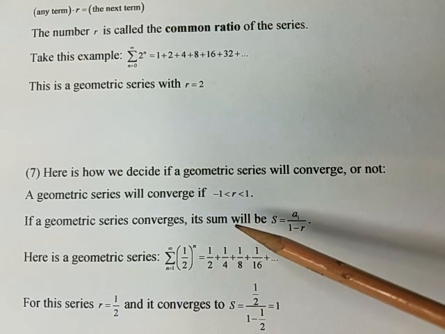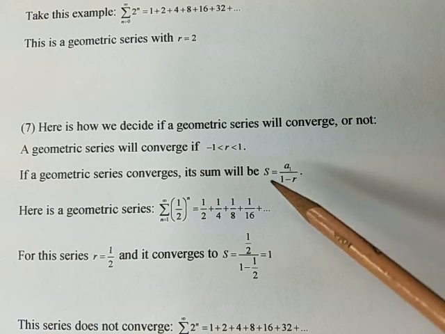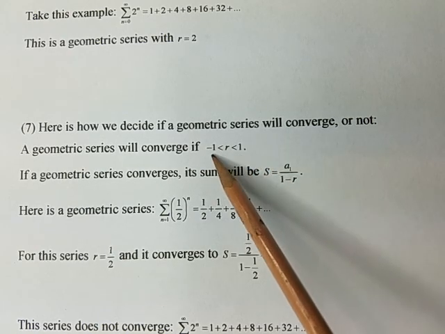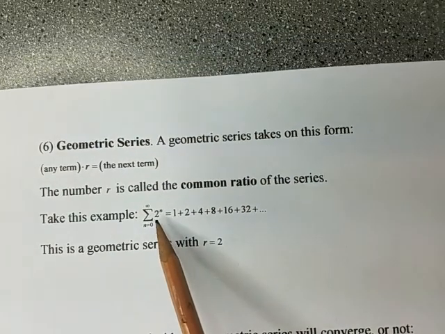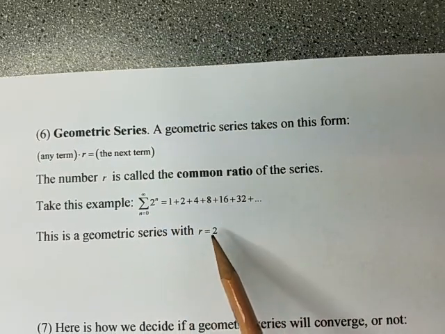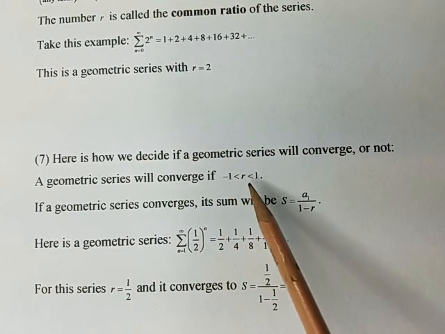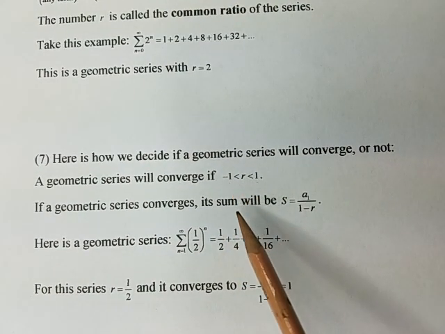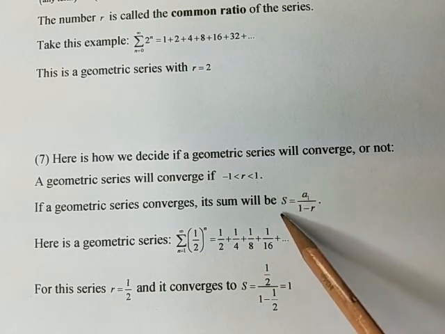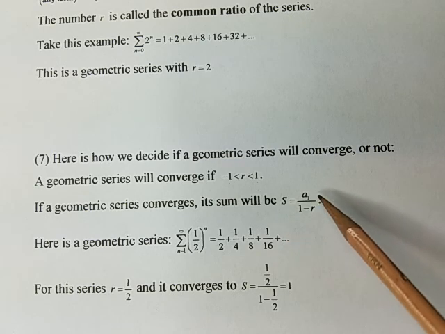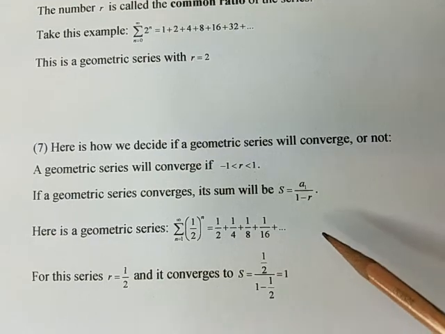I'll show you some more, but let's talk about this. How do you decide if a geometric series will converge? It's simple. It converges if r is between -1 and 1. That's it. So you know what a geometric series looks like. You can identify the number r. If that number is between -1 and 1, the series will converge. It converges to this number. That will be its sum. You calculate the sum of a geometric series from the first term of the series, that's a sub 1, and r.